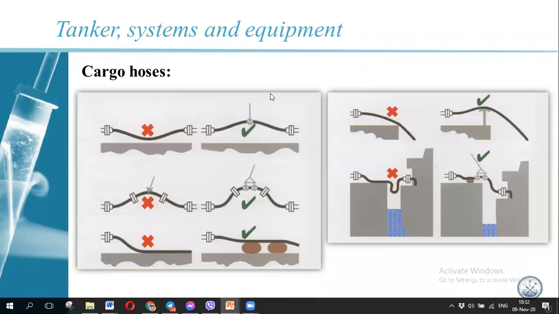On every vessel you will find a picture of cargo hoses showing the correct way to connect and the incorrect way. So if you are discharging via cargo hose, this way is not good, this one is good. So that is to be avoided. That is to be maintained by crane and so on.